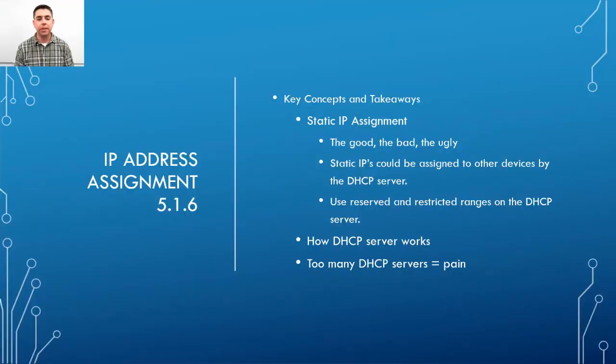All right, moving on from subnetting, we're going to go into IP address assignment, sections 5.1.6. So, static IP assignment, the good, the bad, and the ugly. You want to assign static IP addresses to certain devices on the network that you know are not going to change frequently, that aren't going to move around, or that need to be consistently contacted, such as a printer. It's a disposable item, and it gets replaced every so many years, but a printer needs to be constant on the network with an IP address.